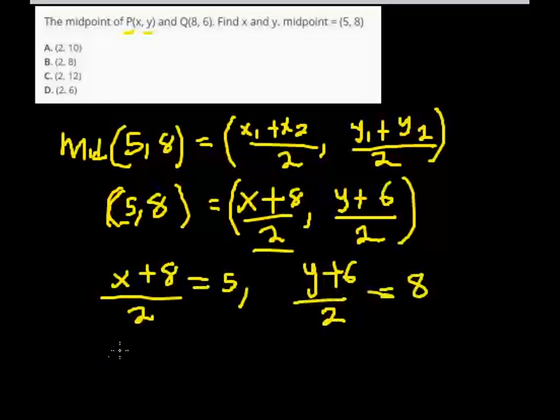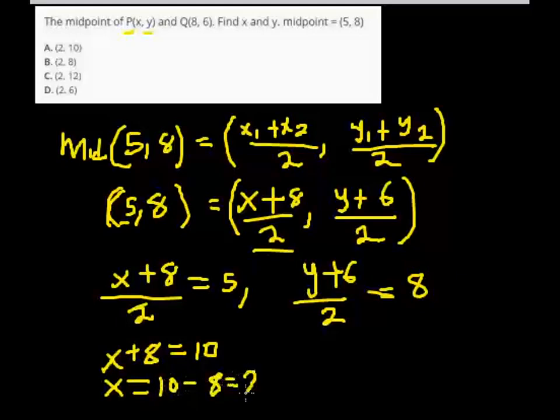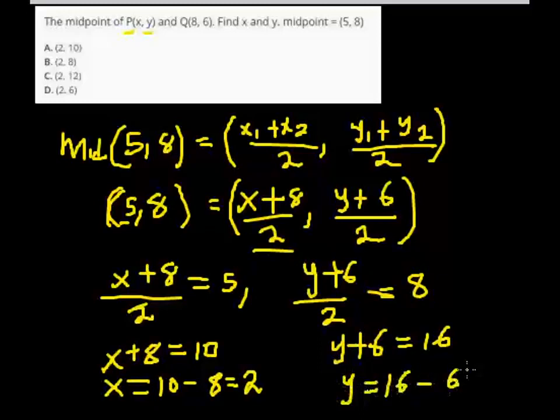You know what we do here, we cross multiply. x plus 8 will give me 5 times 2, which is 10. So x is equal to 10 minus 8, which is 2. The same thing happens with y: y plus 6, cross multiplied, gives me 16. So y is equal to 16 minus 6, which is 10. That's how you solve that. As simple as possible.